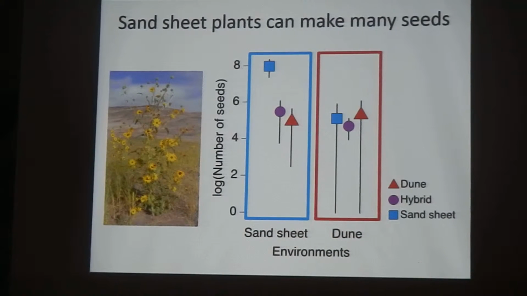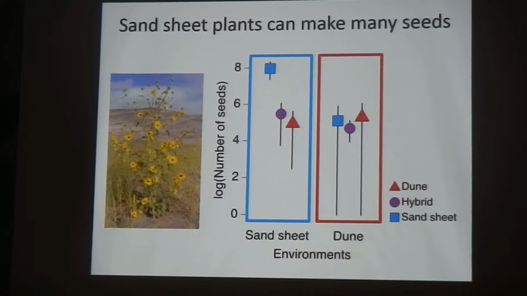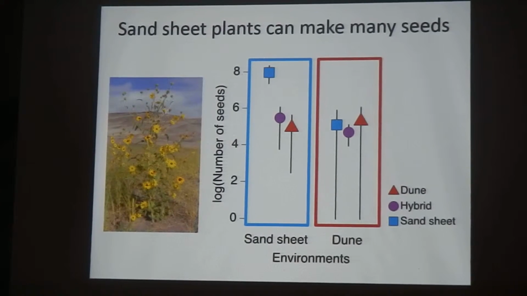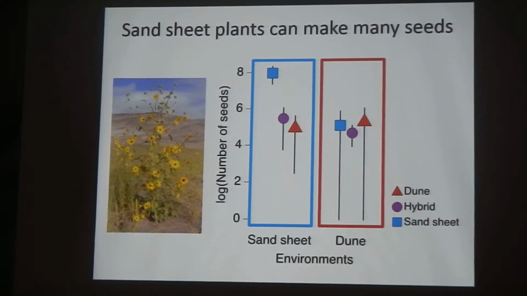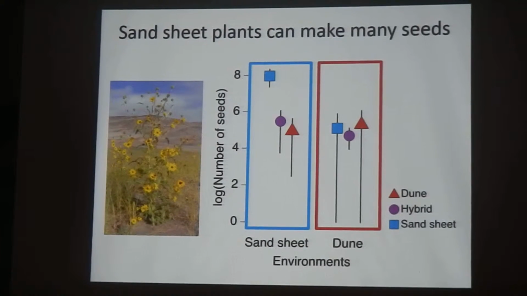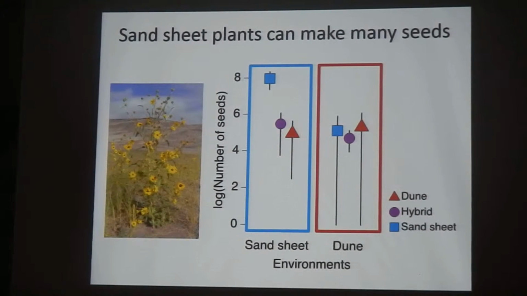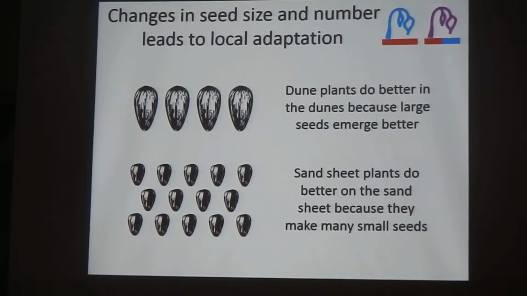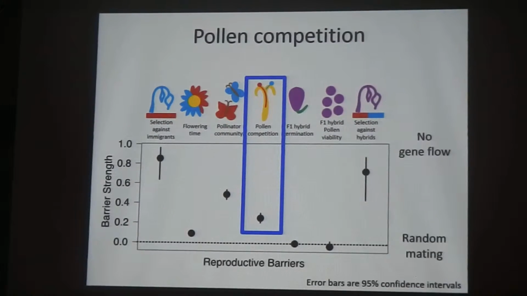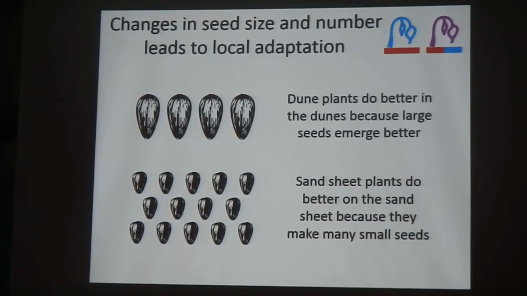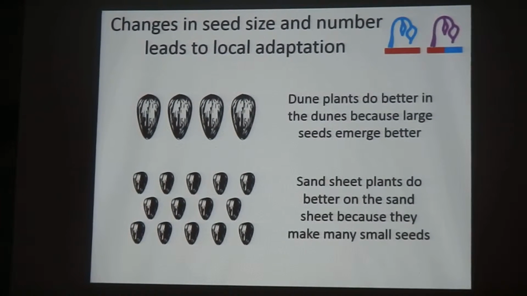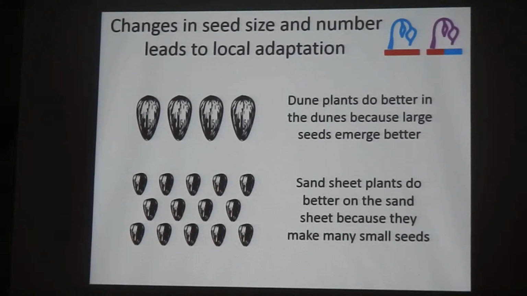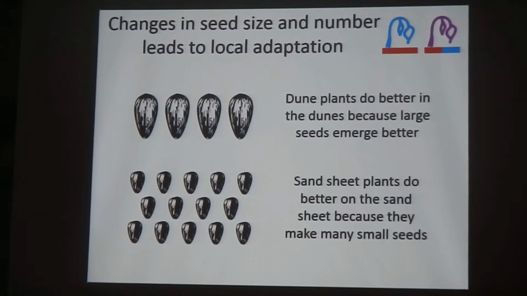On the other hand, we found that sand sheet plants make way more seeds on the sand sheet than in any of the other plant or environment combinations. And we think that's at least partly to do with the fact that they can make many, many small seeds. So overall, we think that there's a sort of trade-off-like process here between seed size and number, where dune plants do better on the dunes because they make large seeds that emerge better, and sand sheet plants do better on the sand sheet because they make many small seeds.